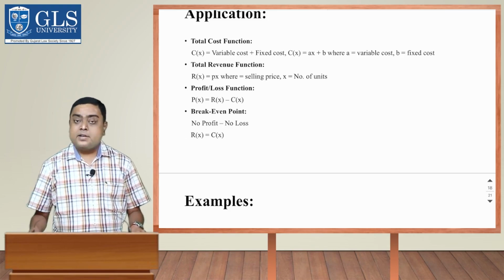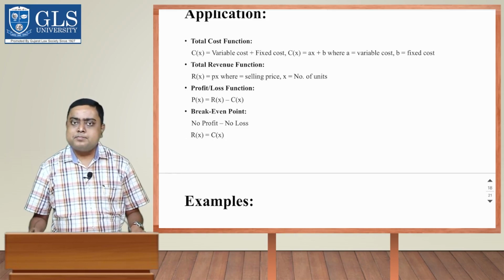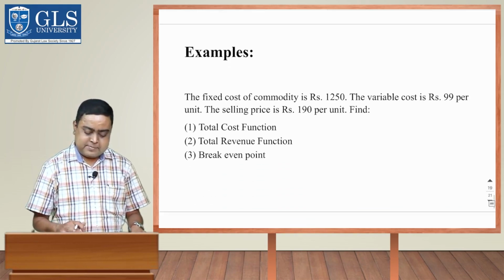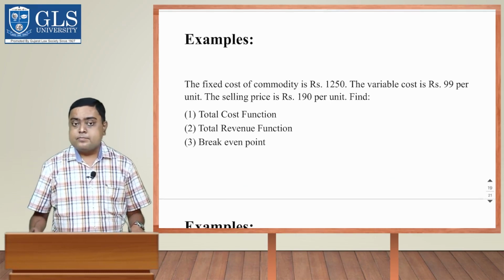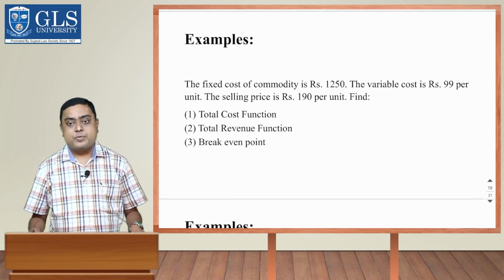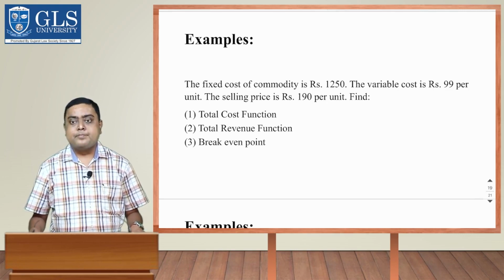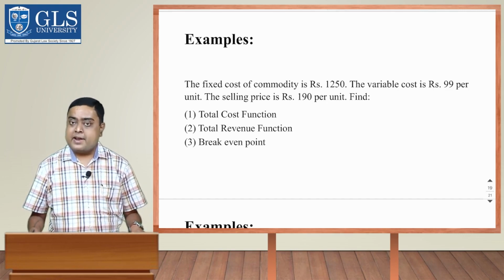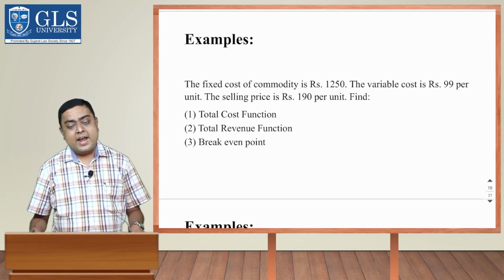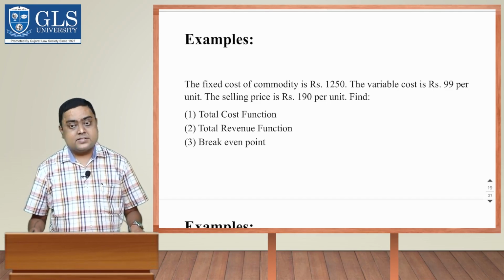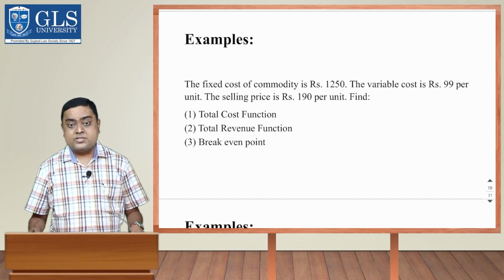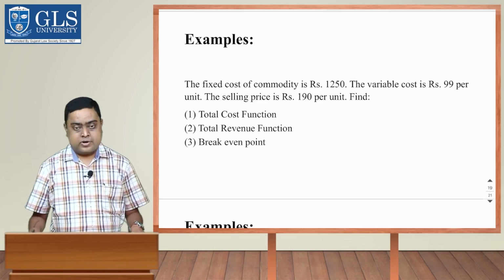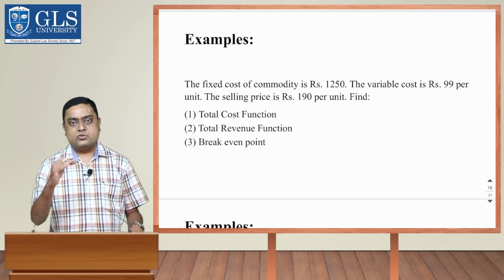So let's learn this application through some problems. Let me take the first example. In this example, the fixed cost of a commodity is rupees 1250. The variable cost is 99 rupees per unit and the selling price is rupees 190 per unit. Now, you are asked to find the total cost function, total revenue function and break-even point. Let's solve this example.